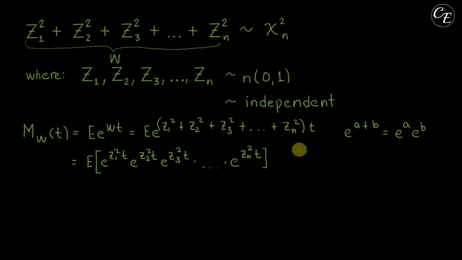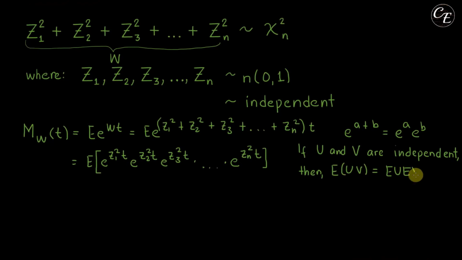And then we know that if we have random variables, let's say u and v, and if they are independent of each other, then the expectation of their product u and v is equal to the product of their expectations. So we have here expectation of u times expectation of v.